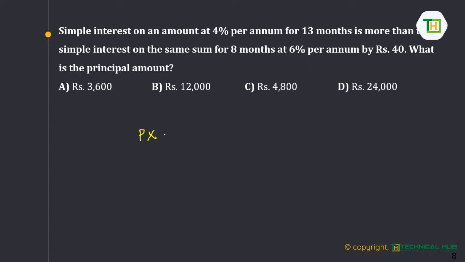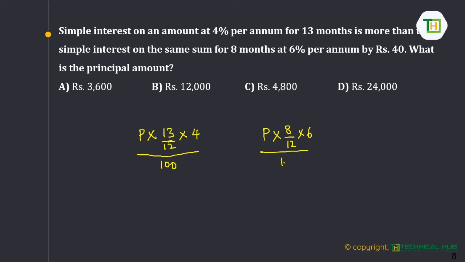I have to take the time always in terms of years. I have to convert those 13 months into years. So 13 months into years is equal to 13 by 12, and the rate of interest is 4% per annum. Since it is given 4% per annum, I have to convert into years for sure. I cannot take 13 as usual. It is equal to 13 by 12. And what is the other amount here? The same principal amount is given for 8 months. The time is 8 by 12 in terms of years, and 6% interest.